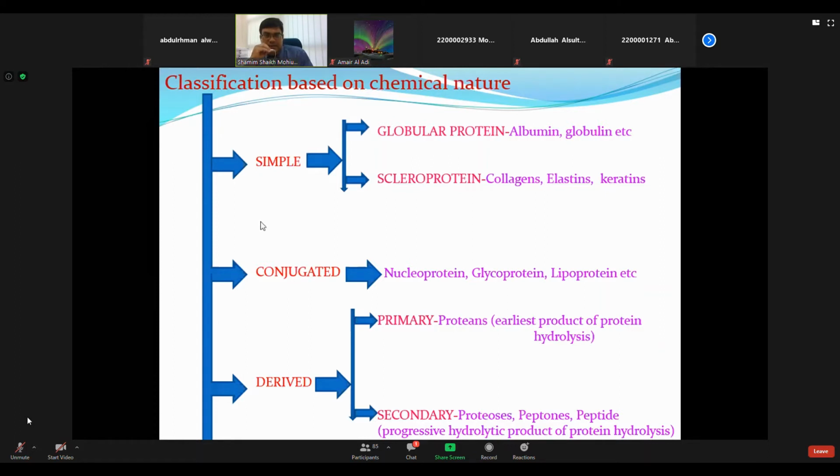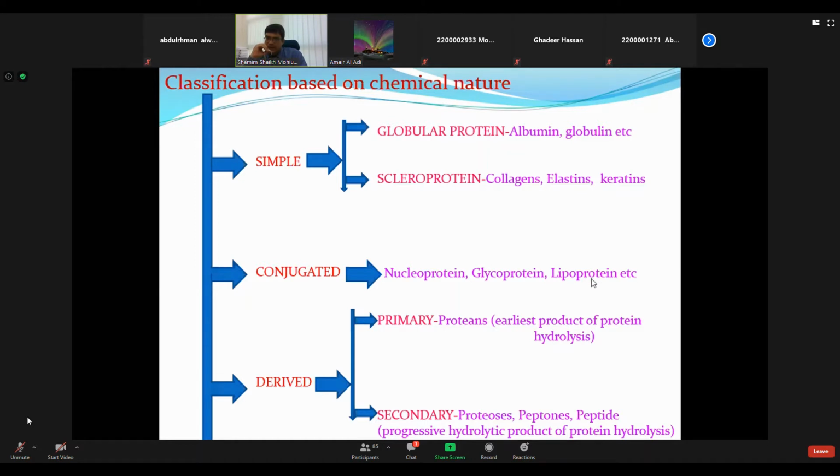Now comes the second one, that is conjugated proteins. What is the meaning of conjugation? Uniting, joining things together. So here you can see proteins are joining with a non-protein substance, and you are getting a conjugated protein. Like glycoproteins, here proteins are joined with molecules of carbohydrate. So proteins are joining with a non-protein substance, and you are getting conjugated proteins.